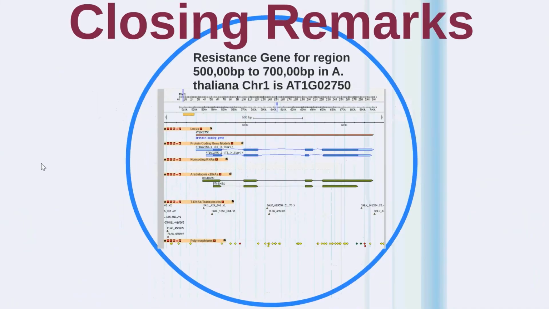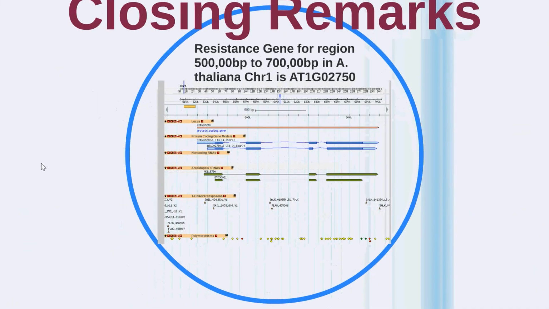In closing, the resistance gene we found for region 500 kb to 700 kb in Arabidopsis Thaliana Chromosome 1 is AT1G02750, offering drought resistance to the plant. As you can see, there are a few tDNA inserts in this region that we may exploit for further analysis of the effects of this gene on the plant.